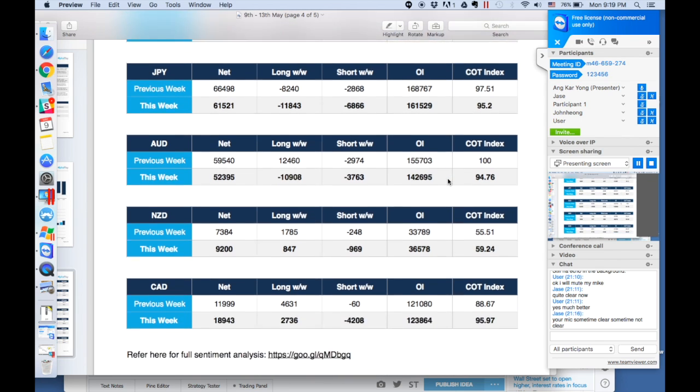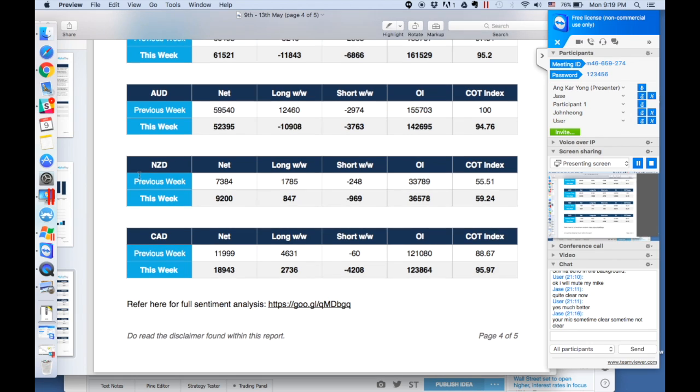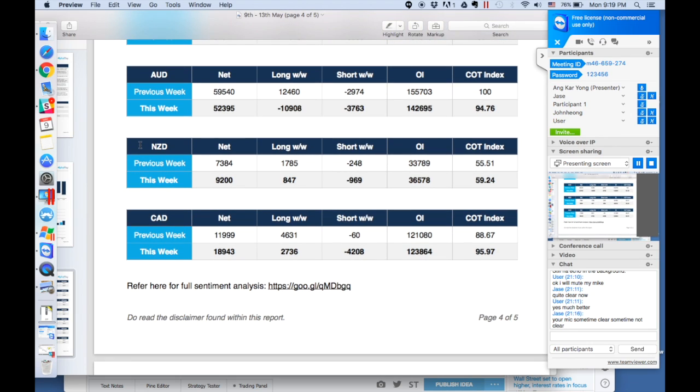Alright, so let me point towards New Zealand. I want to share this in particular because we'll be looking a lot at New Zealand for this sharing session as well. So if you look at New Zealand, this week and last week, this week net position increased from 7,000 to 9,000. And interestingly, if you look at the long position and the short position, there is an increase of 847 positions buying into it. And for the sell side, we have people exiting their short positions.